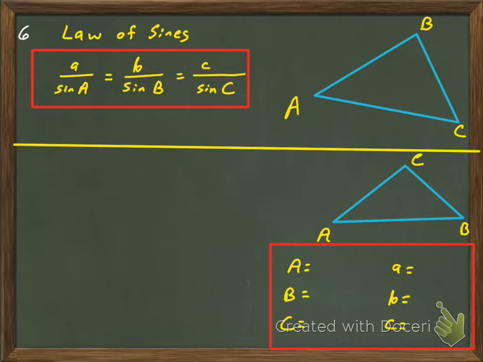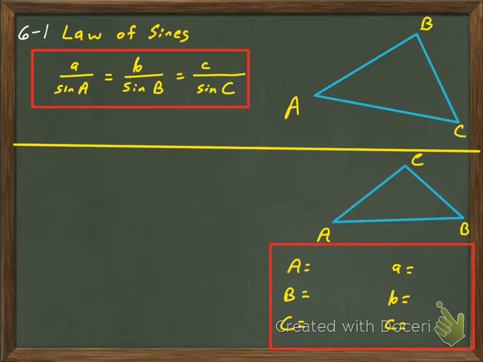Okay, section 6.1 deals with the law of sines. The law of sines works for any triangle. It does not have to be a right triangle. Up until now, we'd only dealt with right triangles. Law of sines and law of cosines will allow us to solve for triangles that are not right triangles.